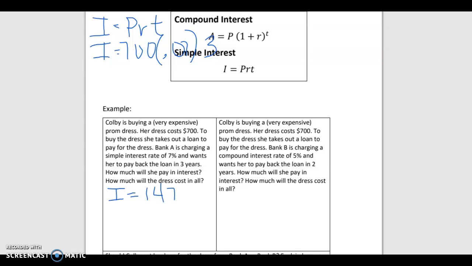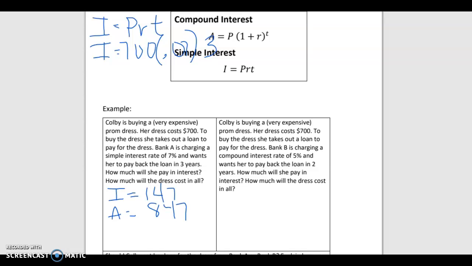So to find my total, remember my total is my principal plus my interest. So my A is going to be that 147 plus the 700. So she's going to be paying $847 for that dress by the end of it, because she's going to have to pay the $700 back she borrowed, plus she has to pay $147 just in interest, just to borrow the money.